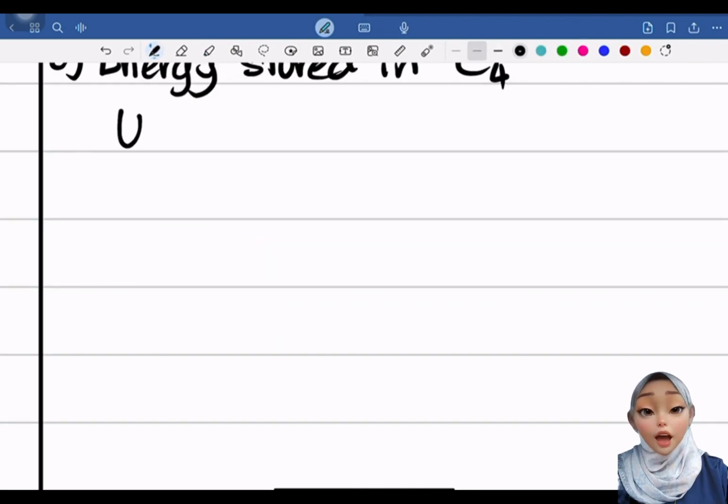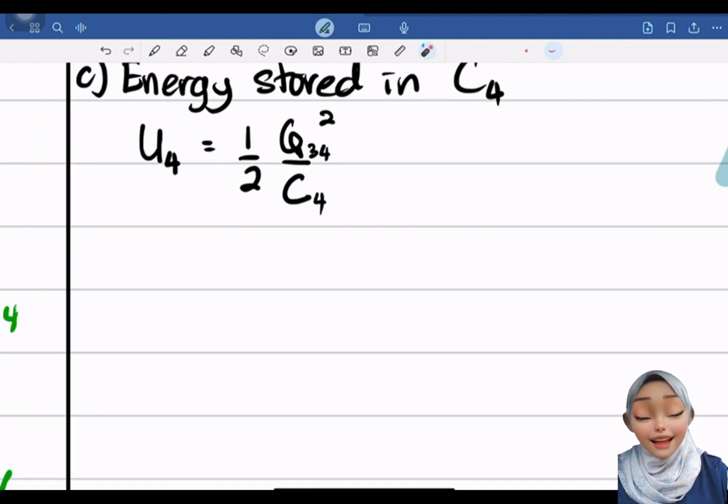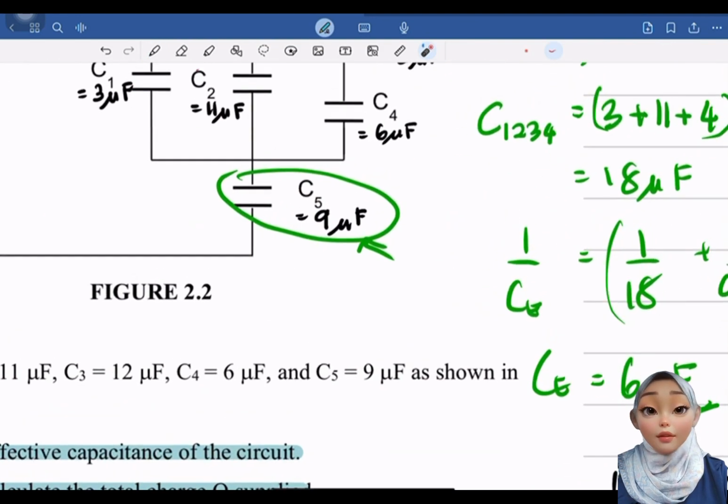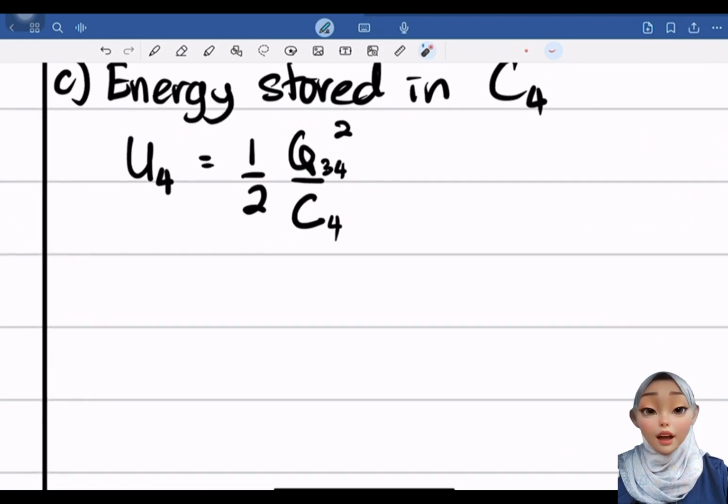Okay, untuk dapatkan Q4, kita kena cari half Q4, which is sebenarnya sama juga dengan Q3. So, half Q34, and then of course, kita akan gunakan capacitance C4. Capacitance C4 kita dah memang sedia ada dekat dalam soalan, iaitu 6 microfarad. So, sekarang ni tujuan kita ialah untuk mencari Q34.